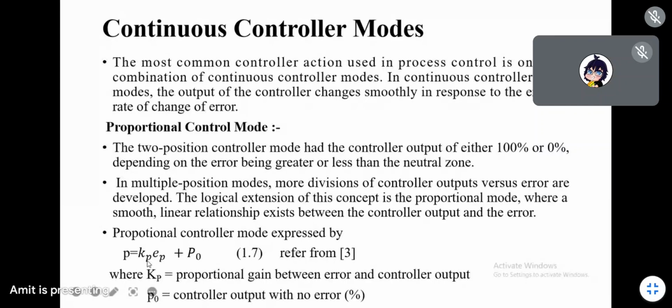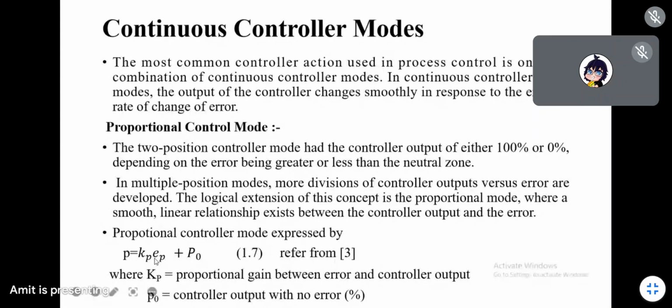So if I keep Kp as 1 and error is 1%, P is 1%. When error is 2%, P is 2%. Like that it will increase linearly. Yes or no? Getting this point? Yes, sir.